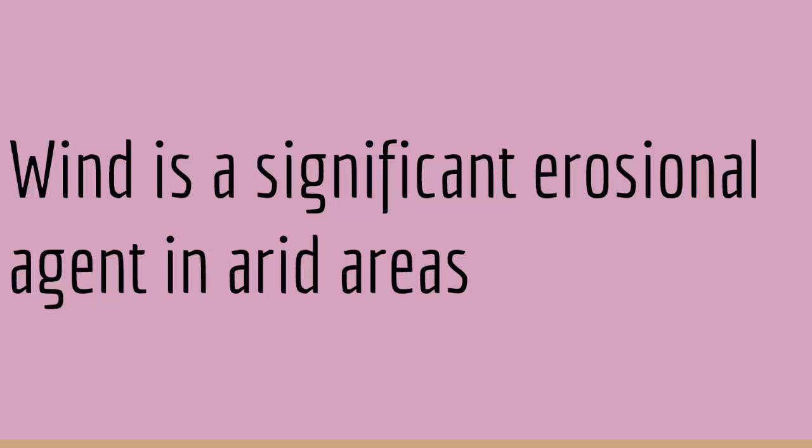However, wind comes after water. Water is the most significant erosional agent, and then it comes wind. But wind, unlike water, which needs streams to flow in and do erosion, can cover a large area without needing a stream.